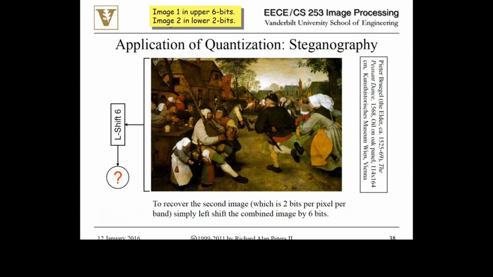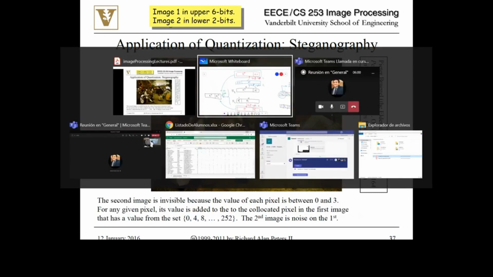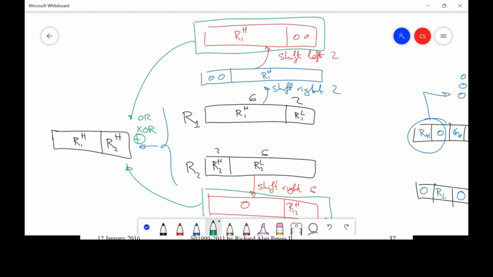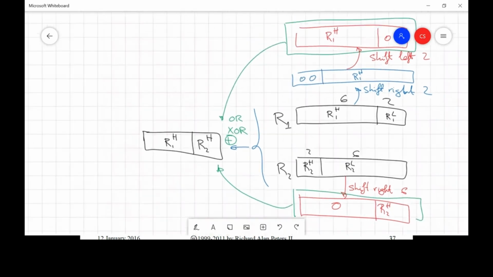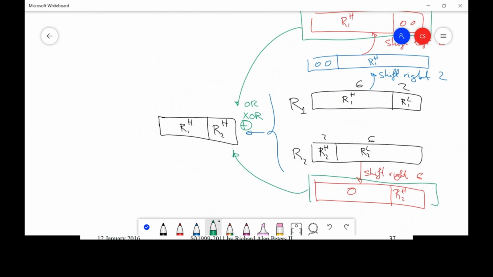So now I want to recover, so I have this word. I have this other image. I have this image. I want to see image 2. What is the operation I have to do? I want to have something like R2H0. Remember the sizes. This is 6, this is 2, this is 2, this is 6. So I want to have that one.